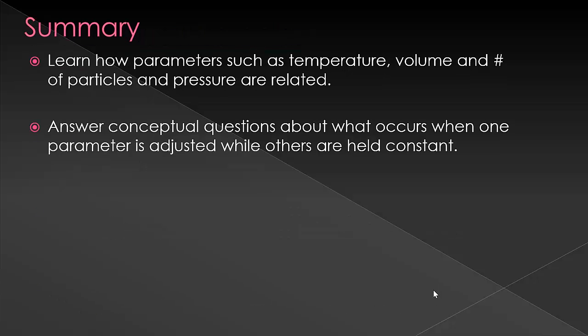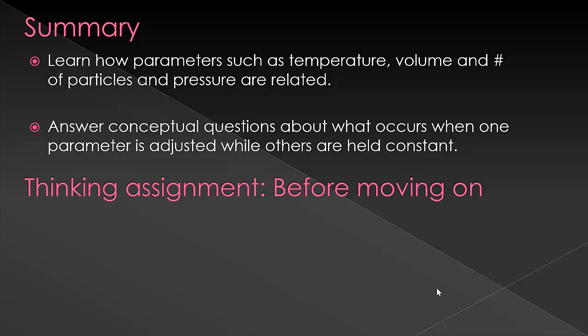Now, we have learned how parameters such as temperature, volume, number of particles, and pressure are related to each other. And we've been able to answer some conceptual questions about what occurs when one parameter is adjusted while the others are held constant. And by talking about this doubling, we're starting to get into the idea of real numbers and real math here as well, which we'll move into in the next podcast.